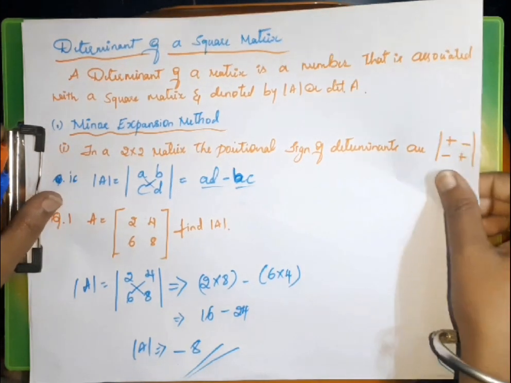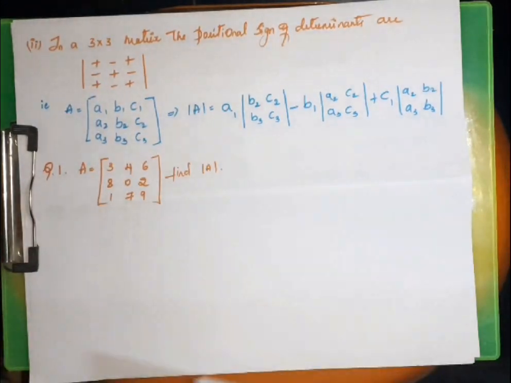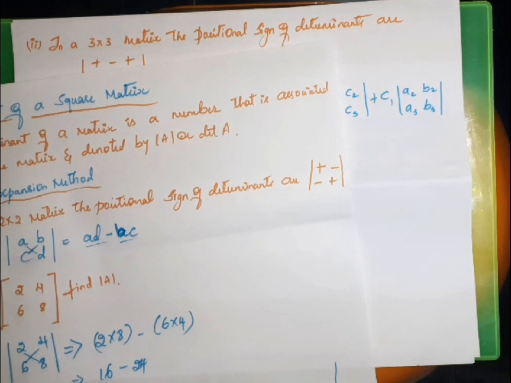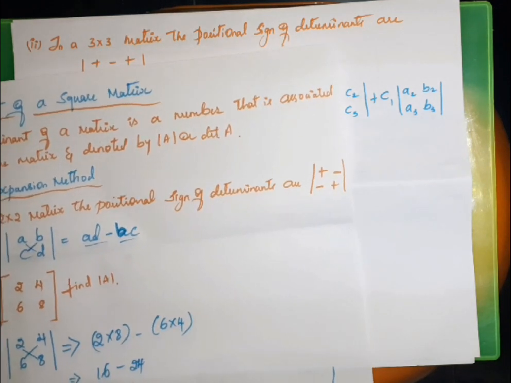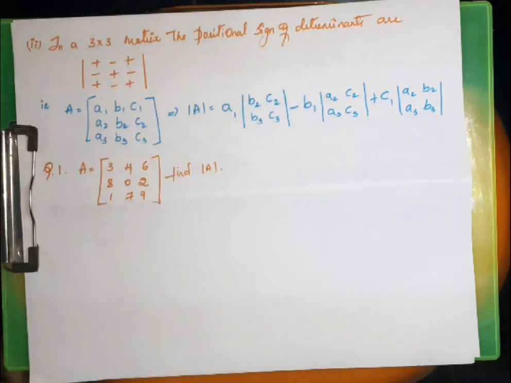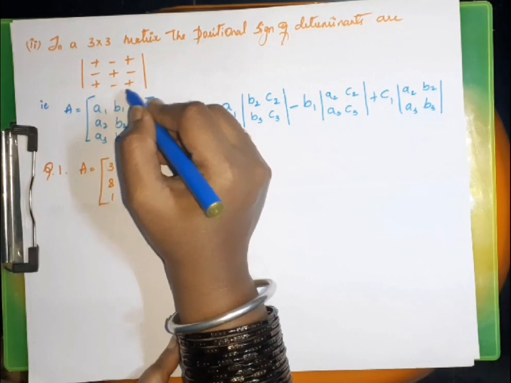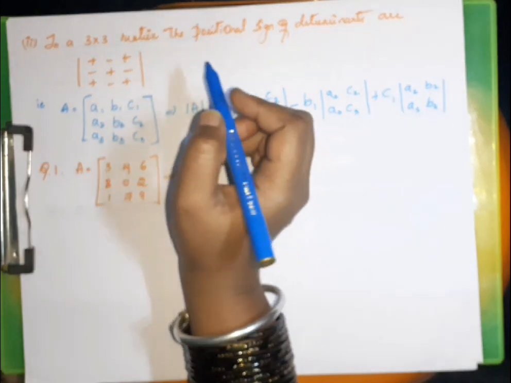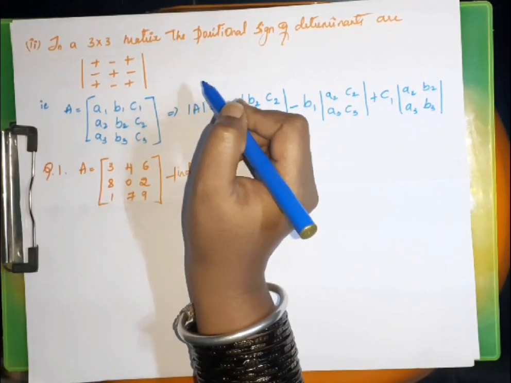We'll take up the next method, under minor expansion only. I am taking the next sum, for order 3 into 3 matrices. The positional sign of the determinant for 3 into 3 matrices will be plus, minus, plus, minus, plus, minus, plus, minus, plus. When the order is 3 into 3, how are we going to write the determinant?